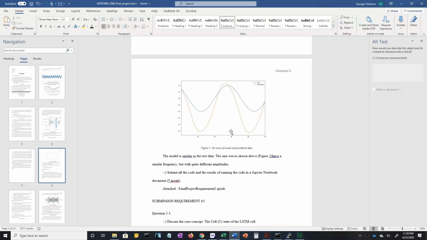The model is similar to the test data. The sine waves shown in this figure have a similar frequency but with different amplitudes.